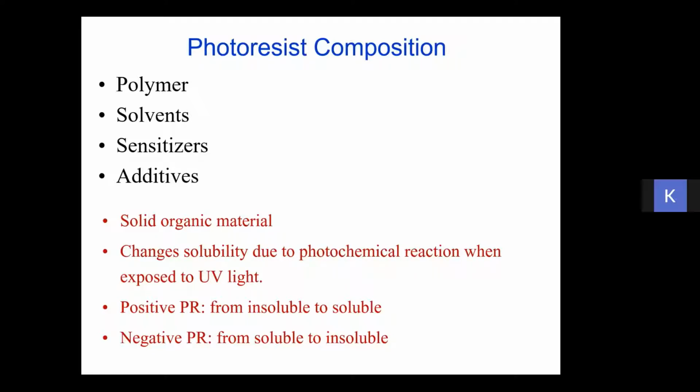So what are the main compositions? The organic molecule is the polymer. You need a solvent because it is basically a liquid form or a semi-liquid form thing, so the polymer has to be dissolved in a solvent. A sensitizer has to be there, because otherwise how will it get sensitized in the presence of some light source, and there will be some additives so that it sticks well to your sample surface.